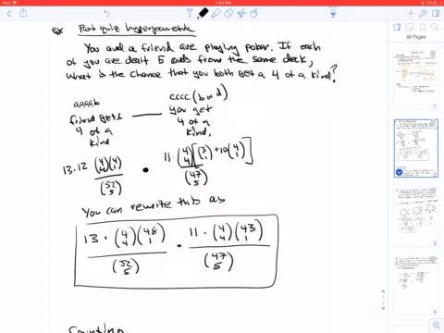So one way to do this is to break up into 2 steps. First, we're going to find the chance that our friend gets 4 of a kind, and then given the fact that our friend got 4 of a kind, we're going to find the chance that you get 4 of a kind. So the chance that your friend gets 4 of a kind is what we just calculated above.